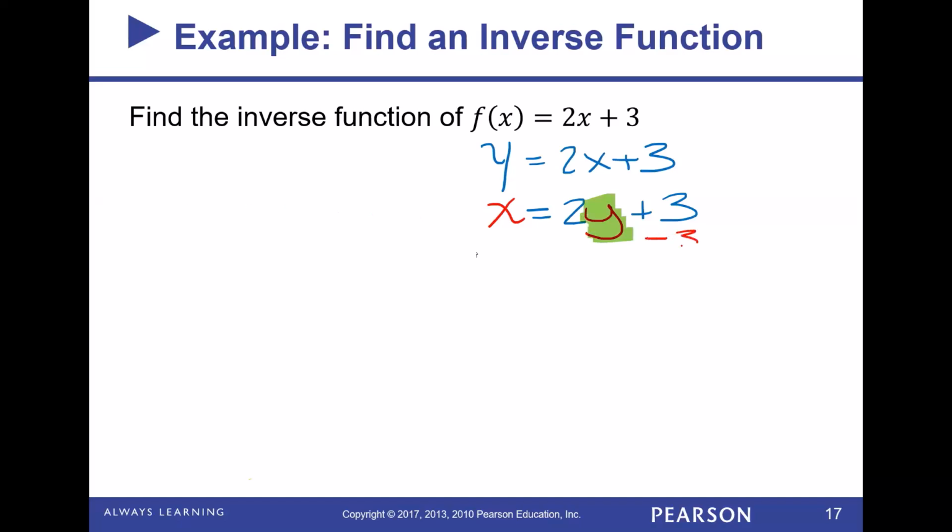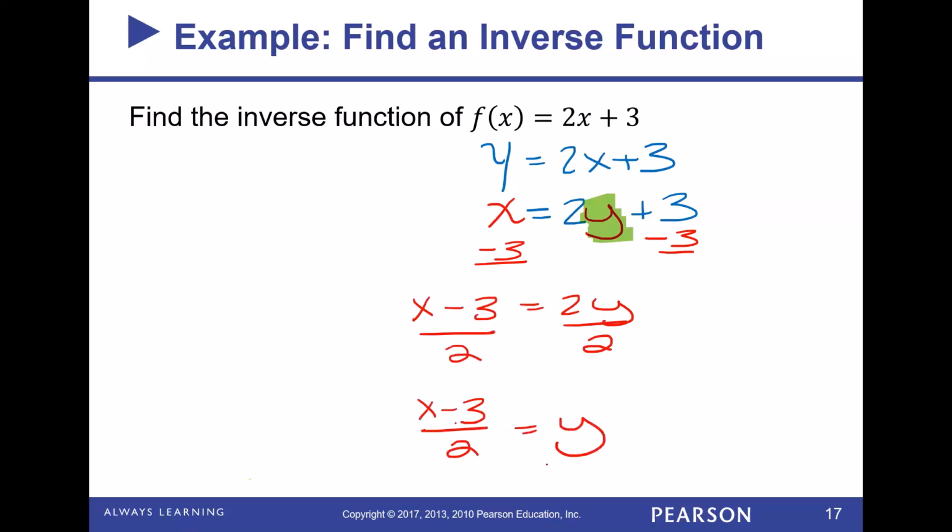So we're going to subtract 3 from both sides. X and 3 are not the same thing. So this is going to become x minus 3 equals 2y. I need to get y by itself, so I'm going to divide both sides by 2. So we get x minus 3 all over 2 equals y.